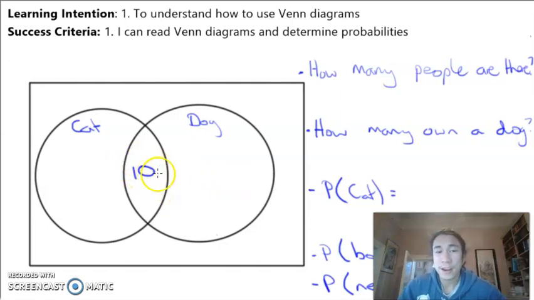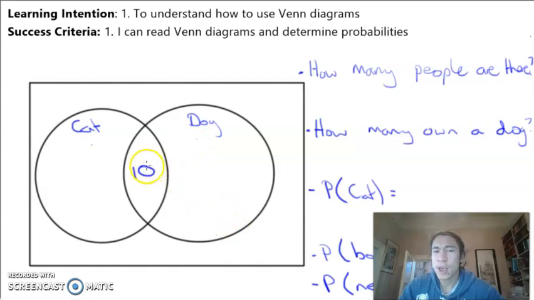I would write the number 10 in the middle, and that 10 represents the people who have a cat, because it's inside the cat circle, and also the people who have a dog, because it's inside the dog circle. So this section in the middle is where the two circles overlap. So the 10 people in the middle have both a cat and a dog.